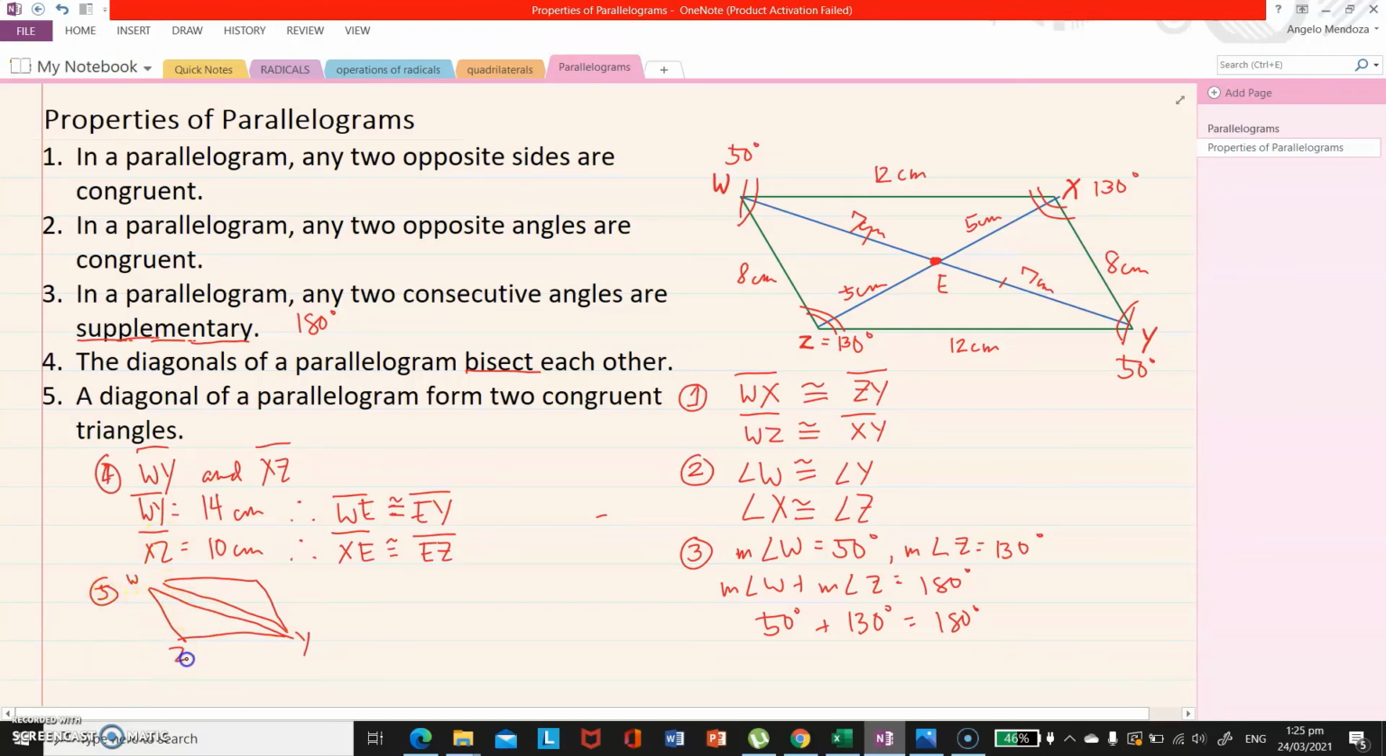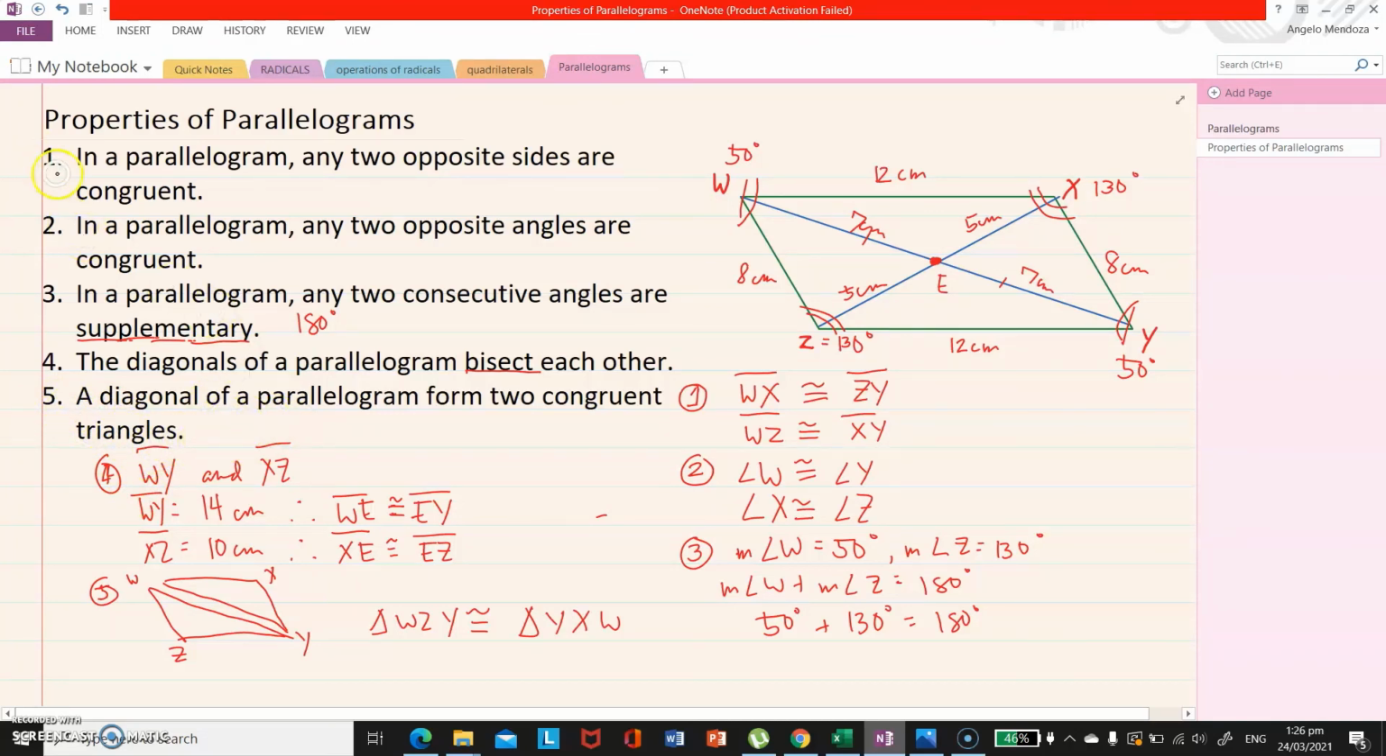That is triangle WZY. Yung isa naman ay triangle YXW. So, it will be congruent. The same with the other diagonal. Kung diagonal XZ naman, yung XZ naman ang hatiin nating diagonal, ito naman yung dalawang triangle na magiging congruent sa kanya. Okay? So, that is the condition for number 5.